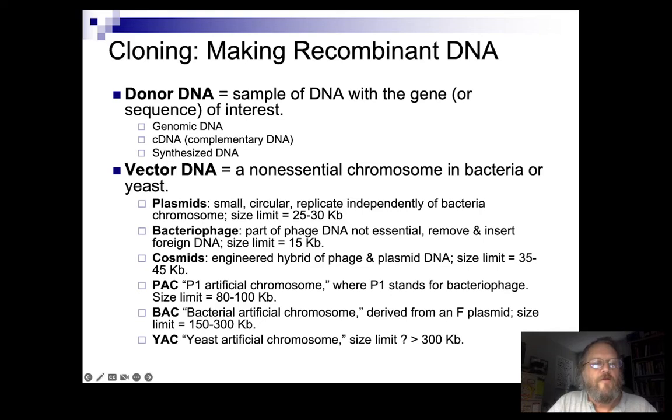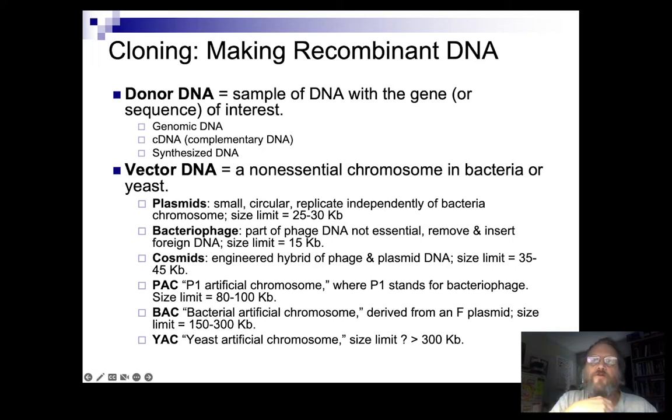Okay. A sample of DNA with the gene of interest. It could be from genomic DNA. One thing that you do is to make complementary DNA, which is you find messenger RNAs, you reverse transcribe them to DNA, and make double-stranded DNA. It's now complementary to the messenger RNA that's present, so you can have a cDNA library, which represents, of course, all of the expressed protein coding genes. And of course, you can just make up your own DNA, right? Any of those could be the donor DNA of interest.